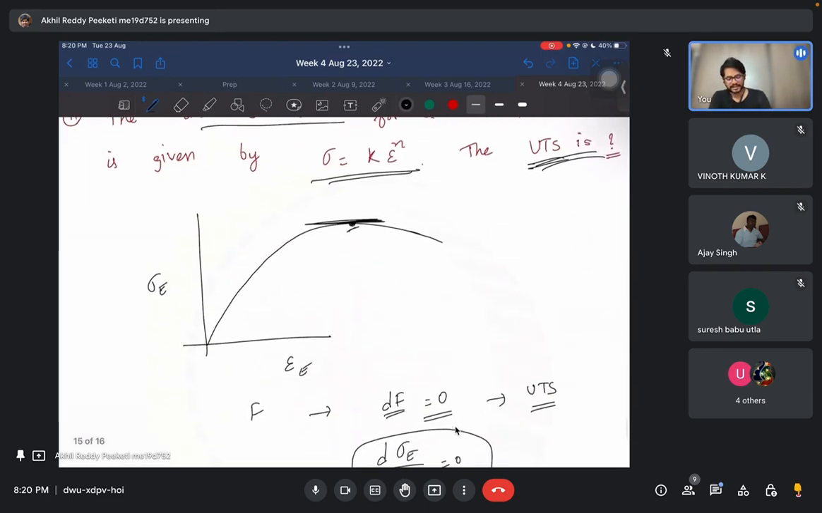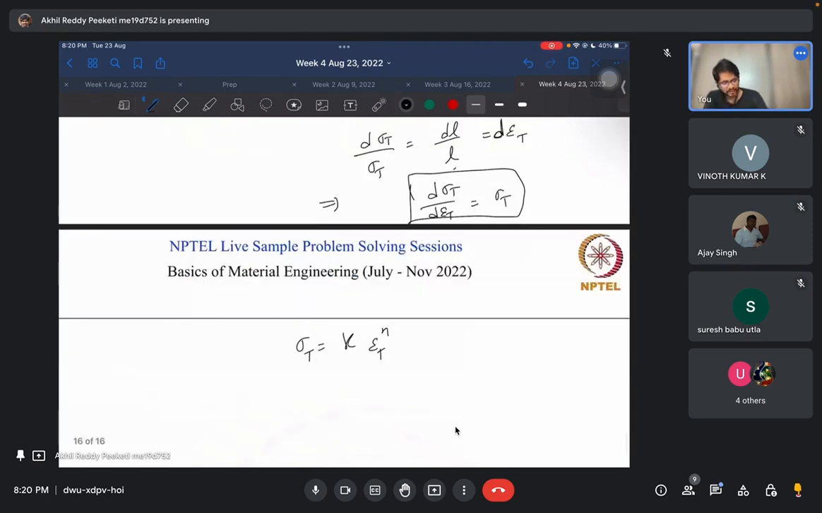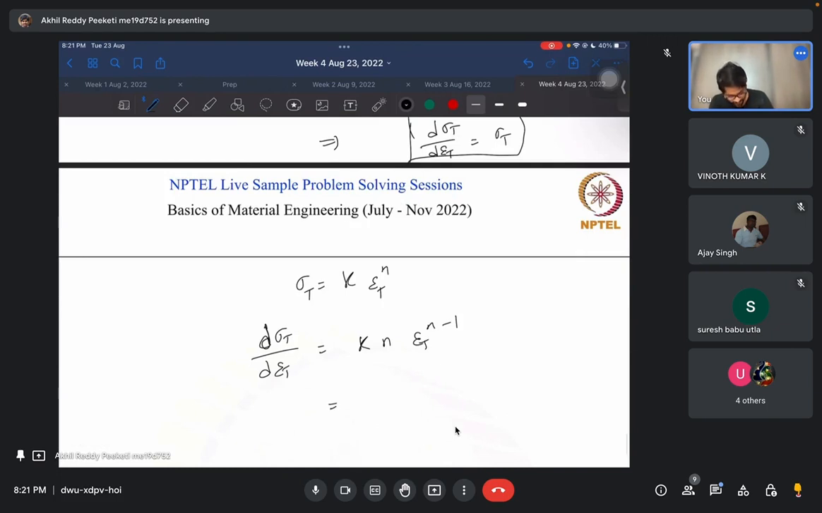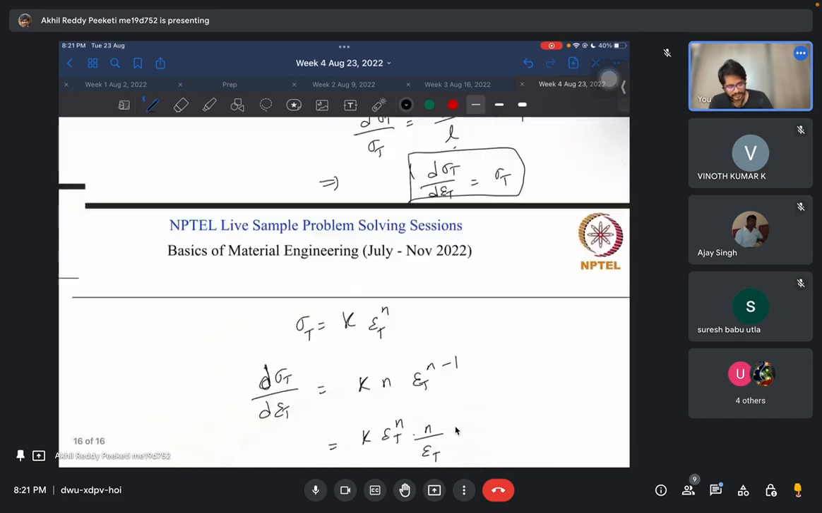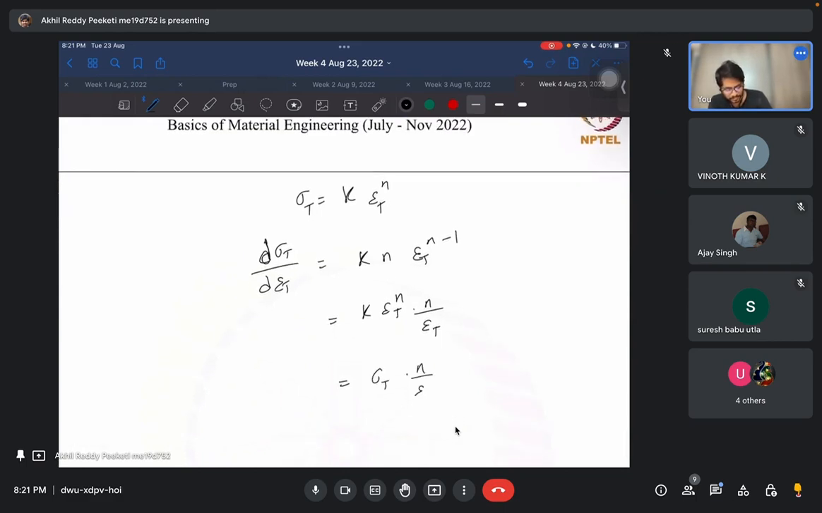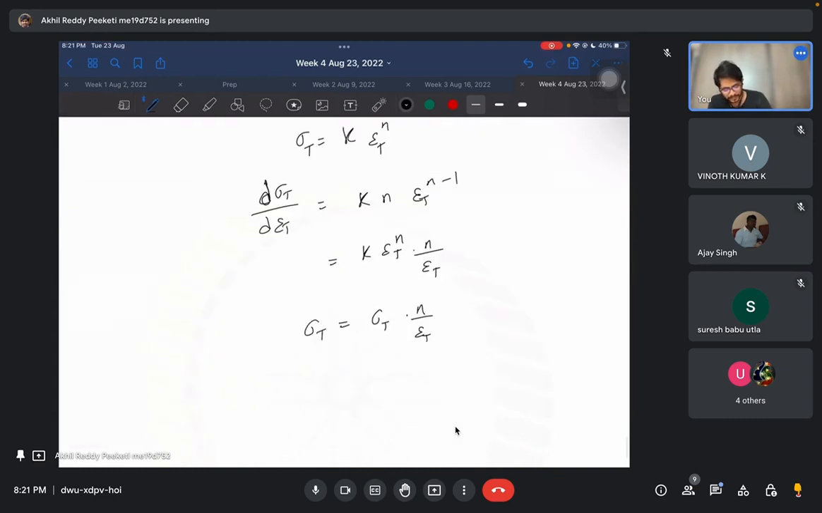Because now we know the relation between true stress and true strain. So sigma_t is given as K into epsilon_t power n. What is the slope? d sigma_t by d epsilon_t is, sorry, n minus 1. So is that okay? Now this you can write as n into epsilon_t power n by epsilon_t, I am writing like this. So what is this? K epsilon_t power n is actually sigma_t. And then what is this? The slope of this true stress strain is sigma_t. So at the point of necking, n is equal to epsilon_t.